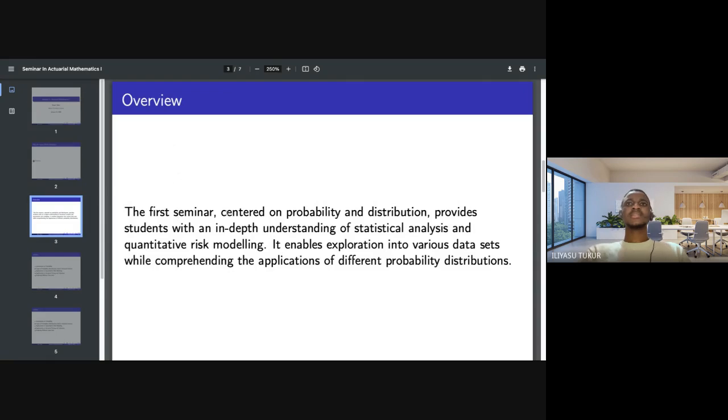All right, so the overview. The first seminar centers on probability and distribution, like I mentioned. It provides students with an in-depth understanding of statistical analysis and quantitative risk modeling. It enables exploring various data sets while comprehending the application of different probability distributions. So that is what we are going to focus on.